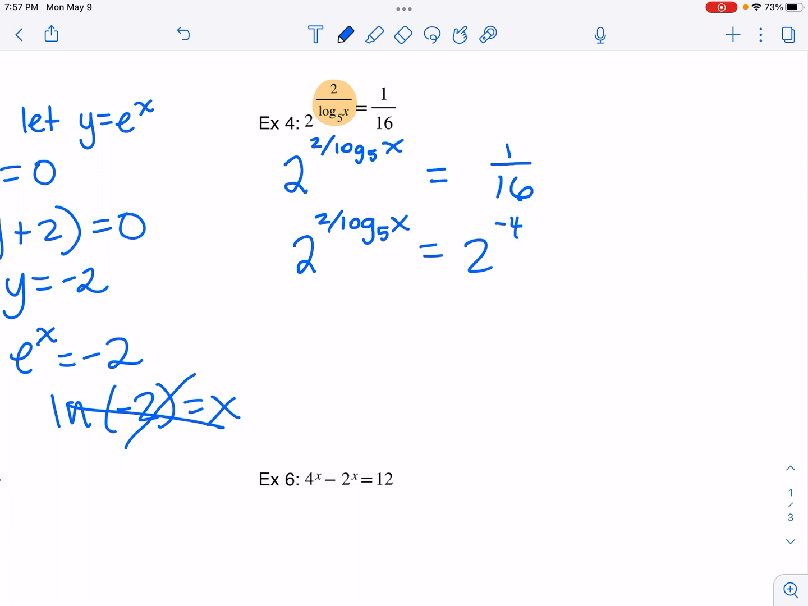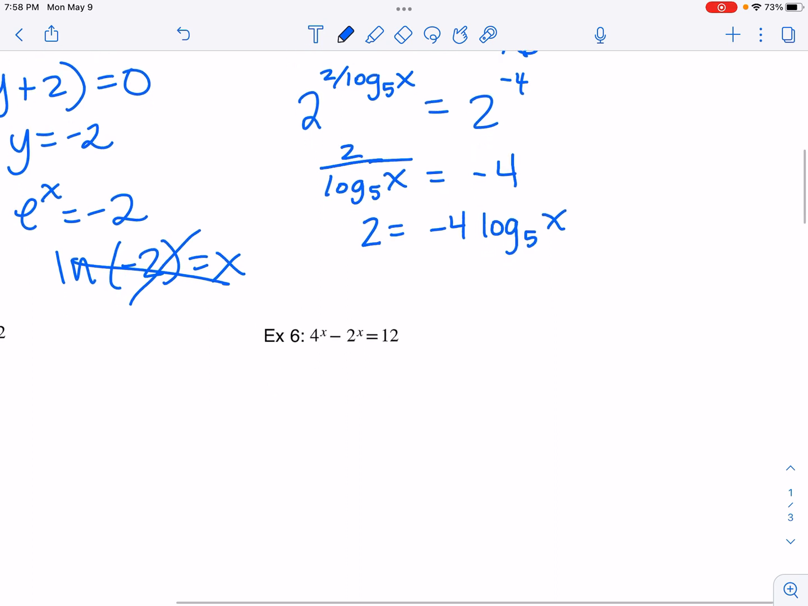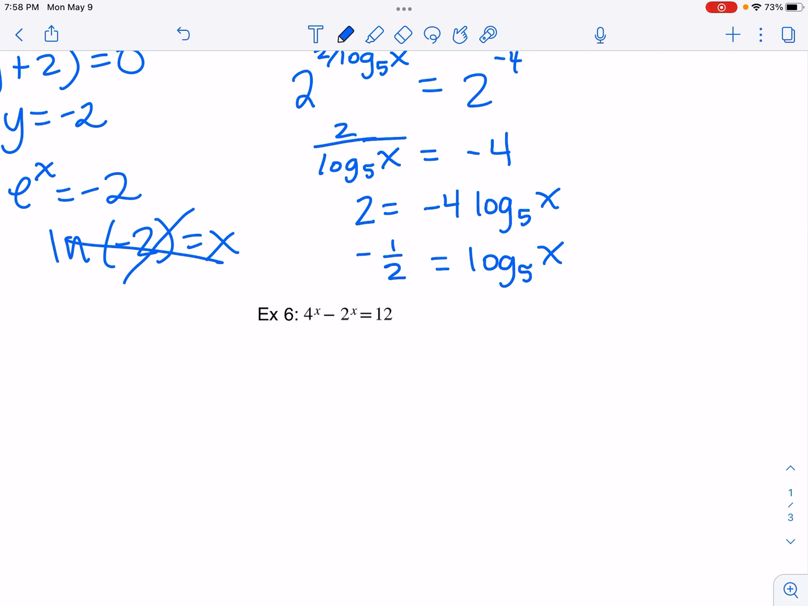Well, now that my bases are the same, I can set my exponents equal to each other. How do I solve for x? Well, I can multiply both sides by the log base 5 of x. Then divide by that negative 4, so we're isolating the log. 2 divided by negative 4 is the same thing as negative 1/2. And now I'm going to write this in exponential form. Base of 5 raised to the negative 1/2 power is equal to x.